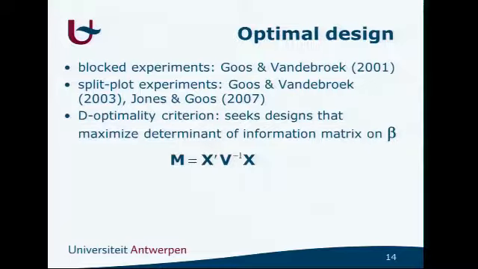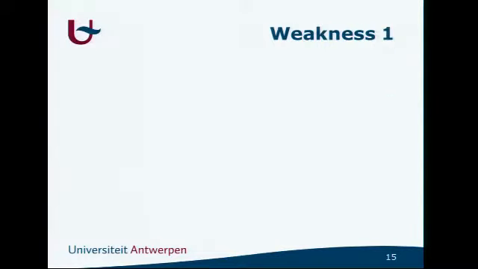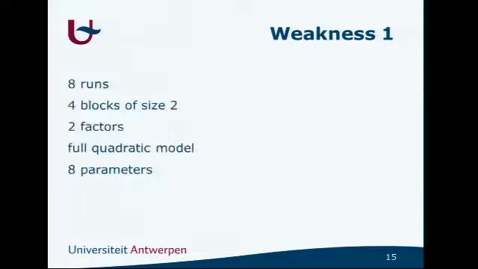on the factor effects. And the information matrix on the betas looks like this: X prime V inverse times X. Now, if you use that approach, there are at least two weaknesses. First weakness I can best illustrate, I think, by giving you a small example. And the small example is a blocked experiment involving 8 runs, partitioned in 4 blocks of size 2, for estimating a full quadratic model in 2 quantitative factors.